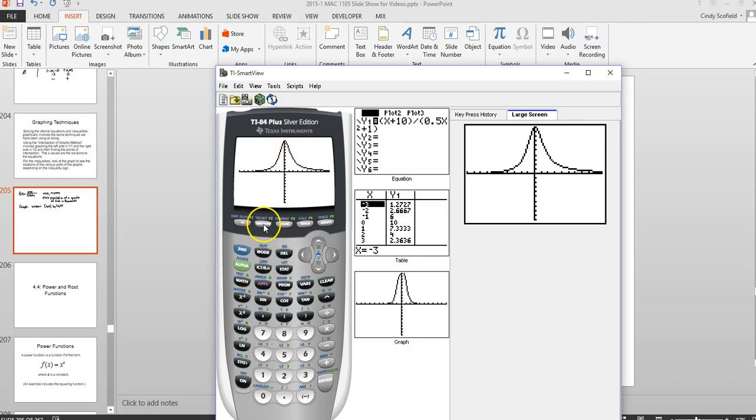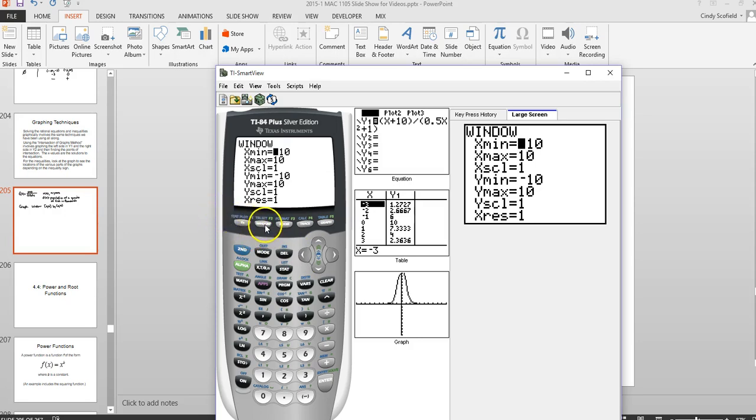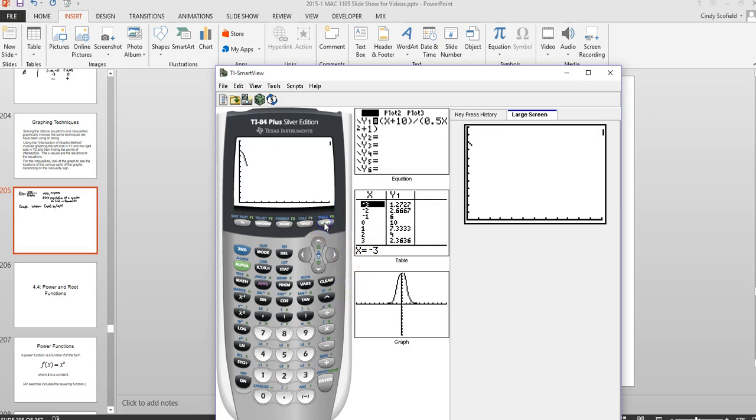We're going to go to window, which is right here next to y equals. And they told us to use 0 to 12. And I'll just keep the scale at 1. 0 to 12, 0 to 12. So then that'll refine the graph and just focus on the part we care about.